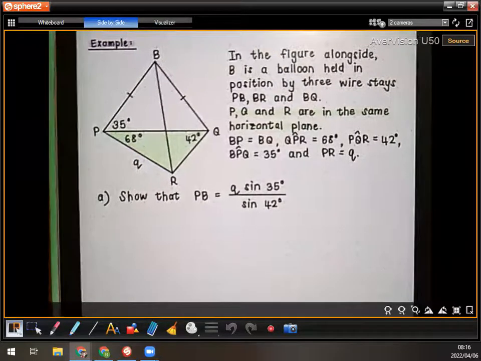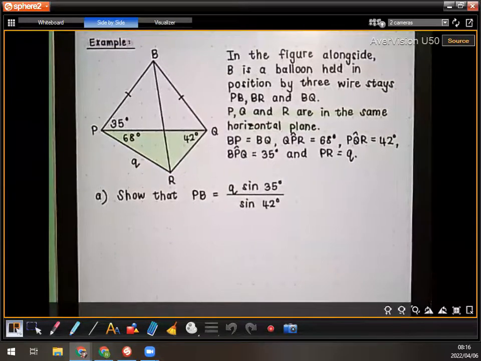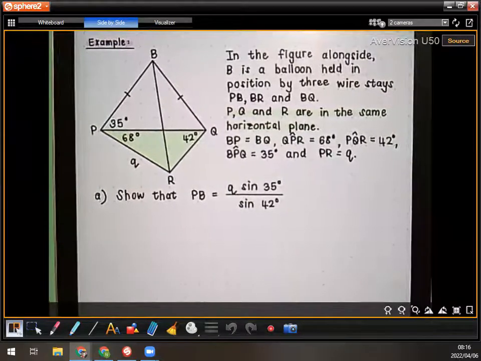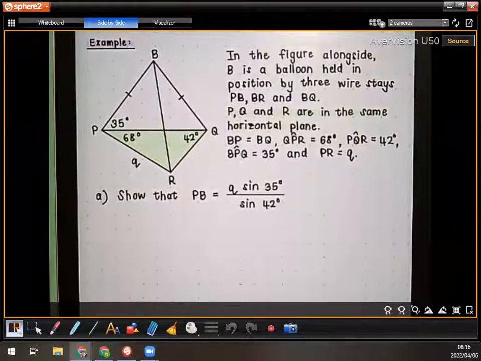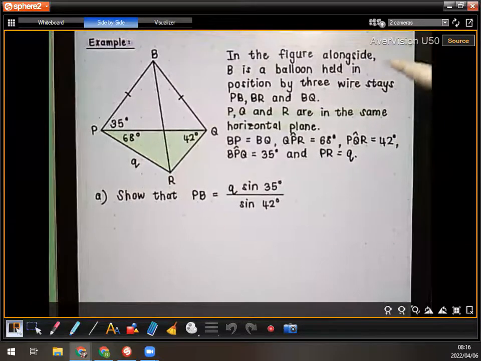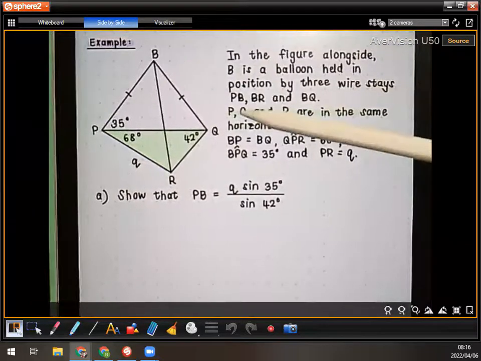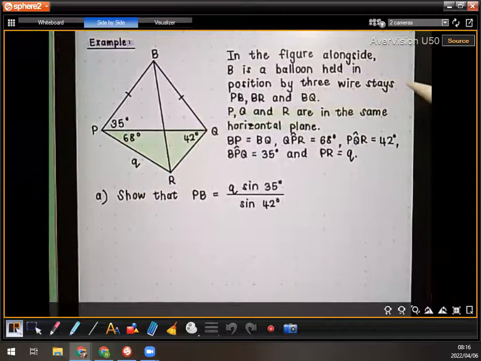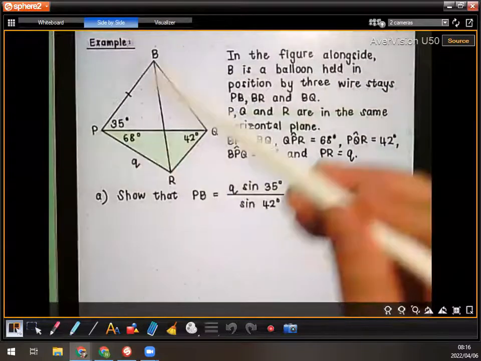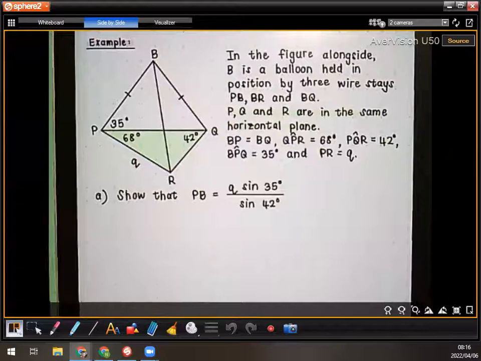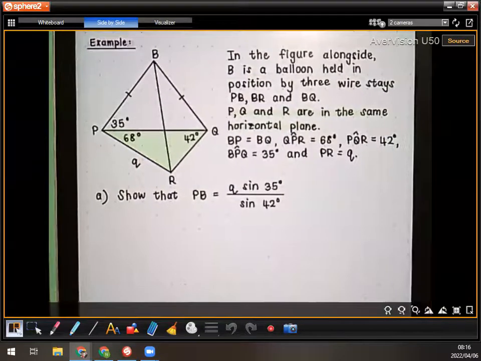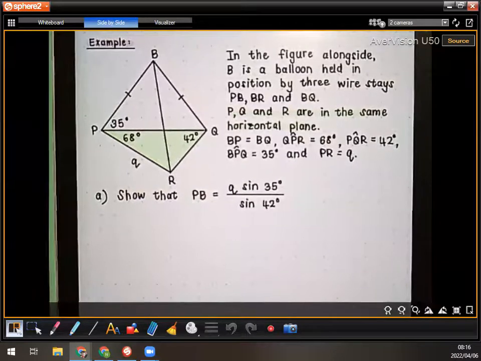Now, guys, the visualization here is quite important. All right, let's just read through what they're saying there. They're saying in the figure alongside, B is a balloon. All right, so that point there at the top, B, that is a balloon held in position by 3 wire stays. I suppose it's just like a piece of wire. PB, BR, and BQ. So that B is a balloon in the air and it's held in position by 3 pieces of wire that are tethered to the ground.